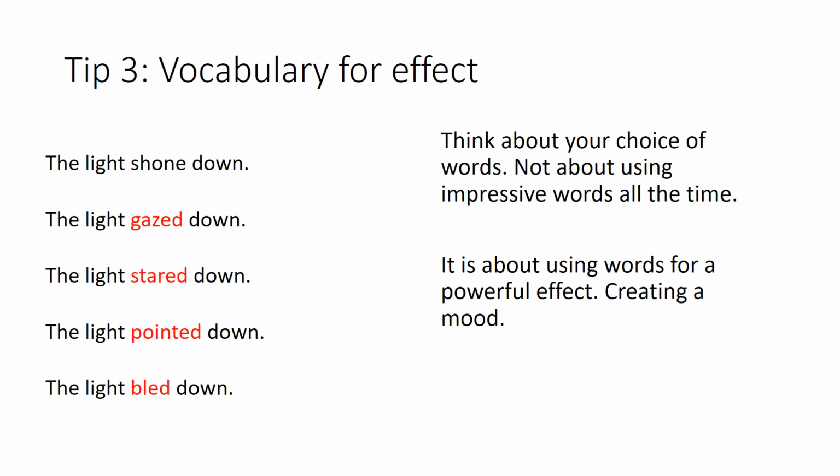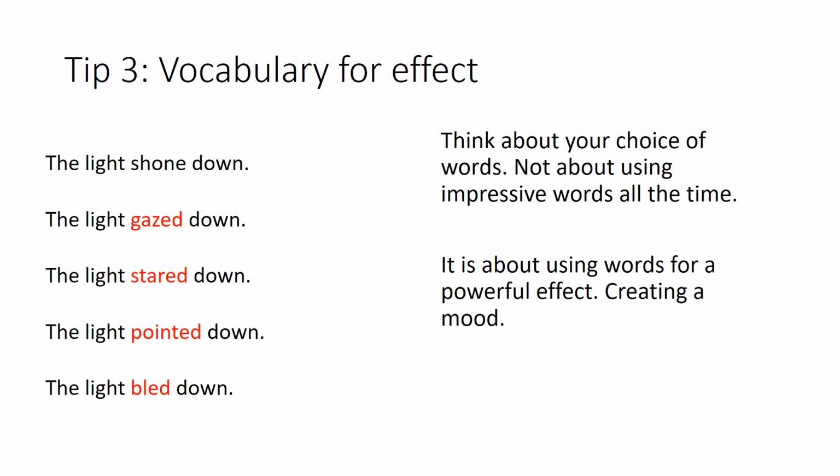Now those words aren't really wow words as such, but what they actually do is add meaning. From saying that a light shone down, gazed down makes the atmosphere seem quite positive, and it's kind of looking at something lovingly, so it might be a romantic mood. The light stared down. Staring is kind of a negative verb, and it suggests that people aren't happy. Pointed down is quite aggressive, and it gives the idea that maybe the light is angry and there's something bad going on here, and it's accusing.